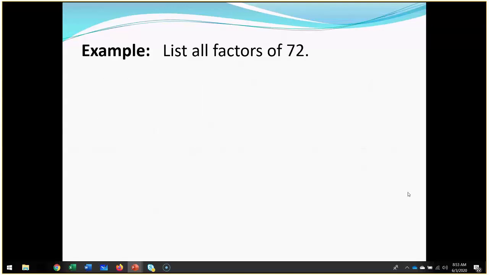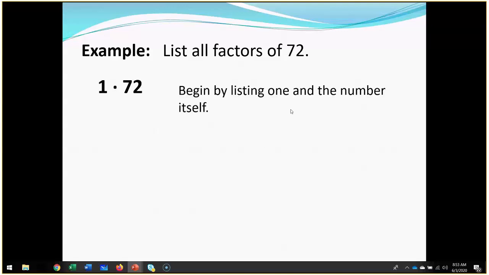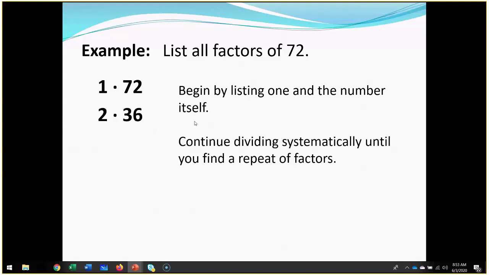All right, one more. Factors of 72, or 1 and 72. Then we're going to check 2. Since this is even, it'll definitely be a 2. 2 times 36 is 72. Then I'm going to check 3. 3 times 24 is 72. Then I'm going to check 4. 4 times 18 is 72. 5 does not work. And it's on to 6.